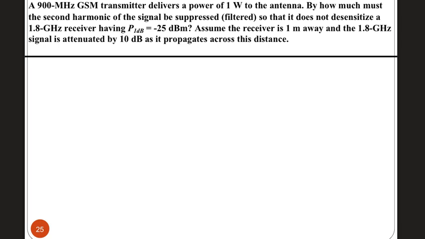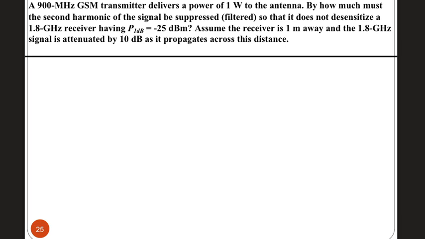Assume that the receiver is 1 meter away. That's useless information. The more important one is that the 1.8 gigahertz signal is attenuated by 10 dB when it reaches the receiver. So that 1 meter will cause a 10 dB drop in the signal. That's the more important part. Okay? How to solve that?